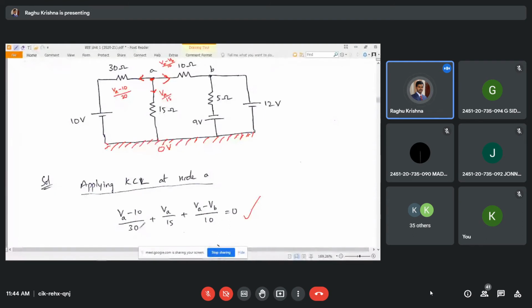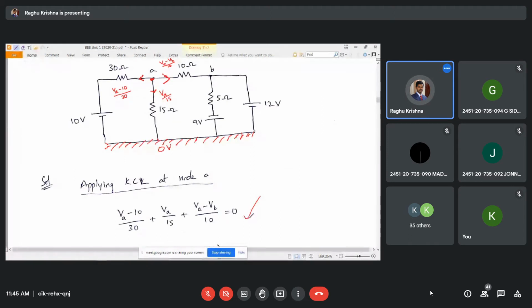Here, I am finding the current flowing through this 30 ohm resistor. What is the voltage across this 30 ohms? VA minus 10 is the voltage across this resistance, divided by the value of the resistance gives the current. V by R gives the value of the current. So is it okay? Is this KCL equation clear?